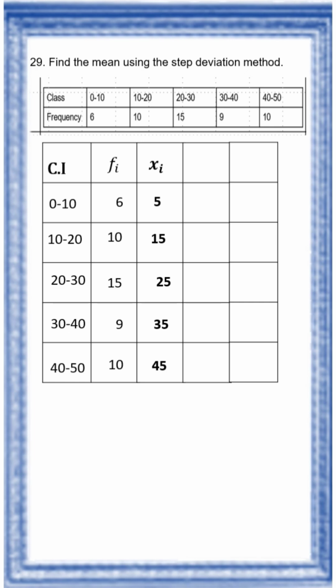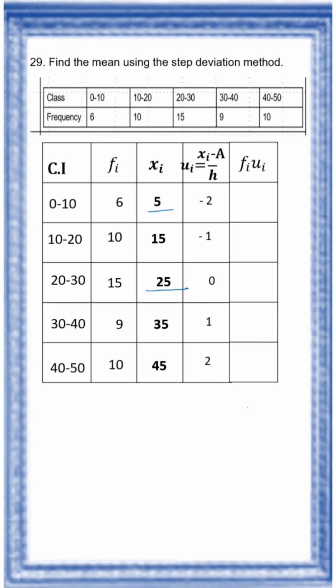We have to find the mean by using step deviation method. So now let us calculate ui, which is equal to xi minus a upon h. Here let us assume 25 as mean. So xi minus a, 5 minus 25 is minus 20 by h, which is 10. That is negative of 2. Similarly, you can get here negative of 1, this is 0, this is 1, this is 2.